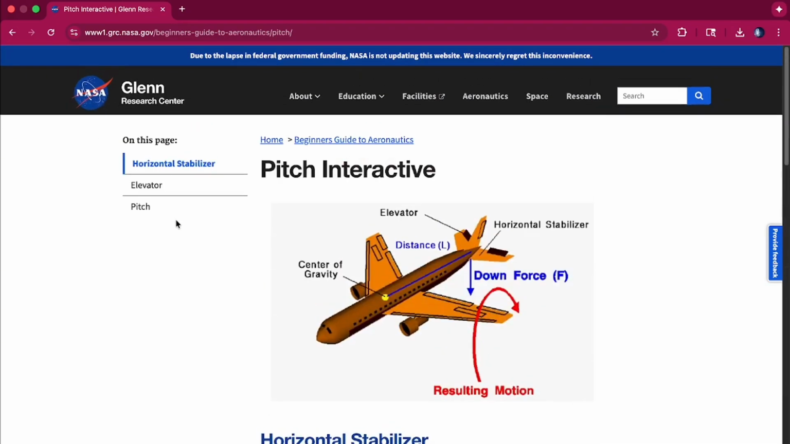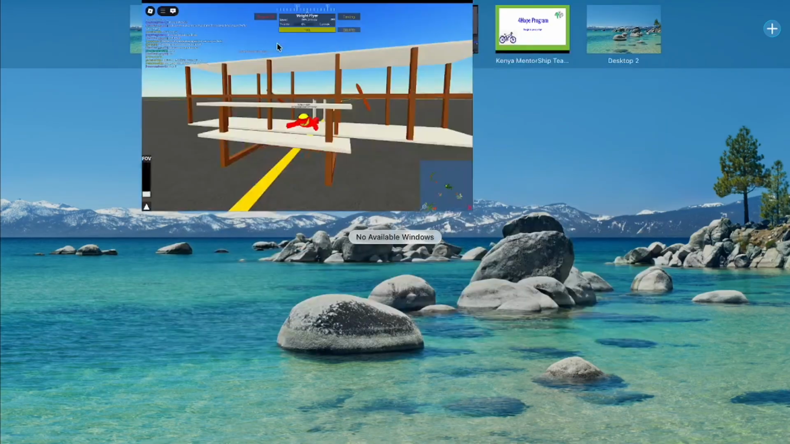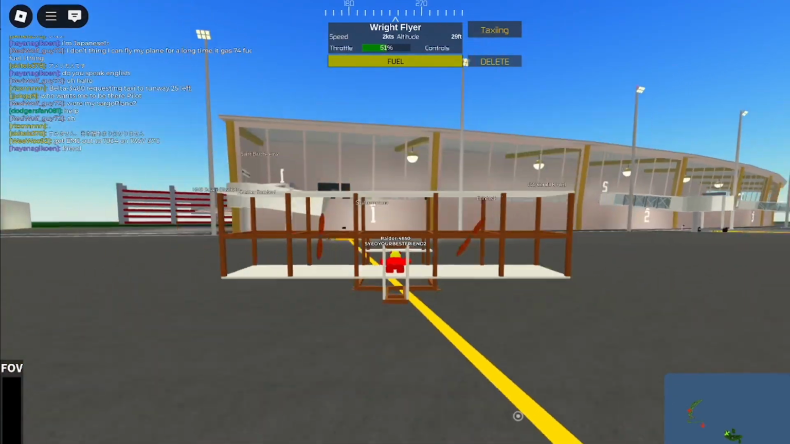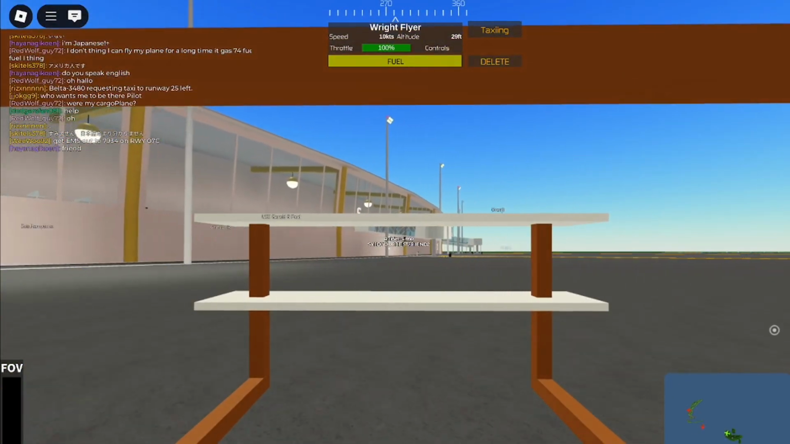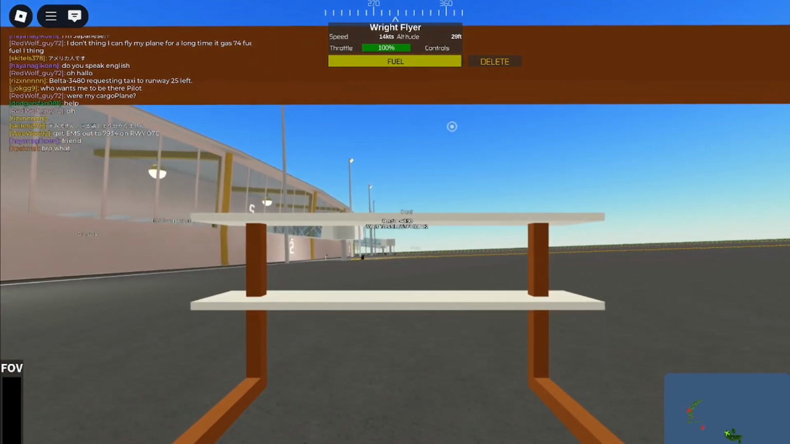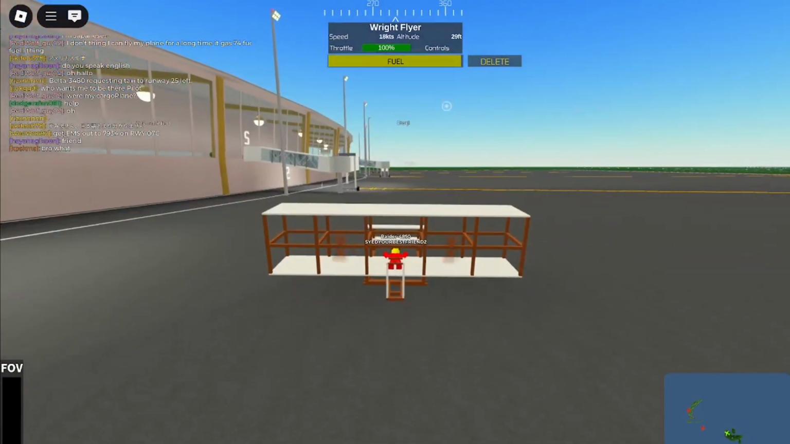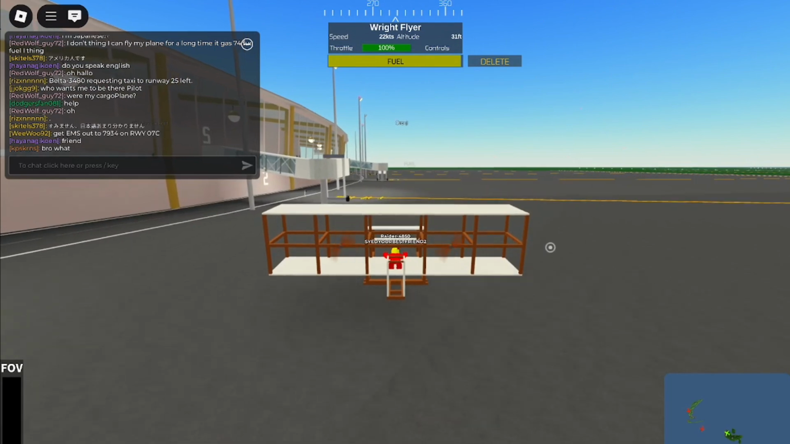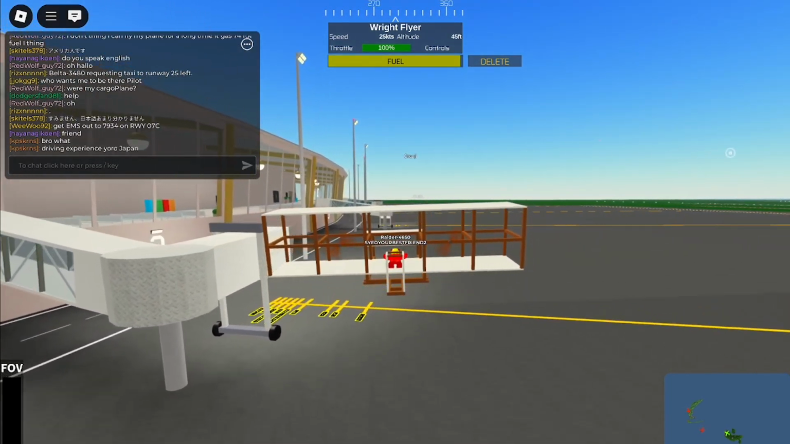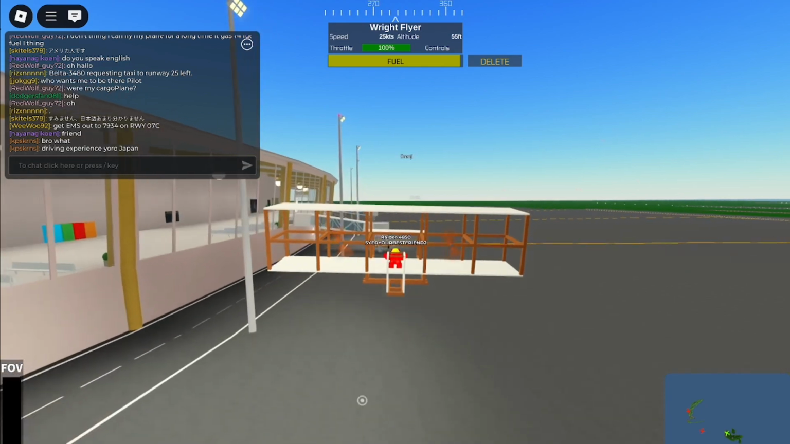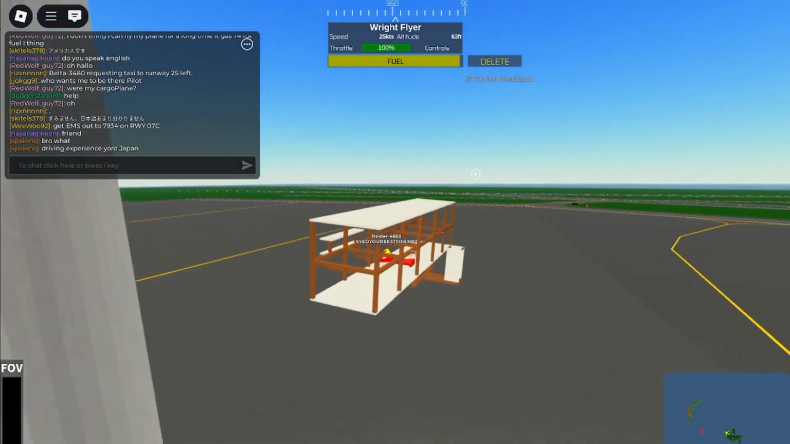Let's see what it does here. We'll go over this. But let's go. Go! Fly! It goes really slow. It's still taxiing. Let's go! Whee! I'm flying! Oh my gosh! I'm flying so high! Bro, it goes 25, bro.